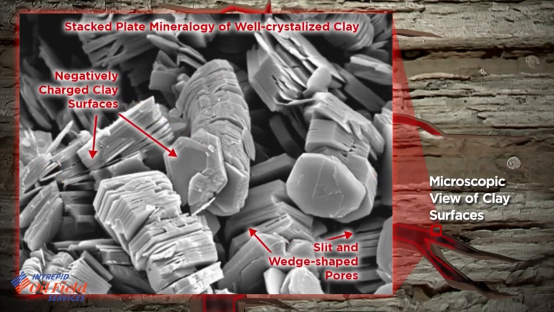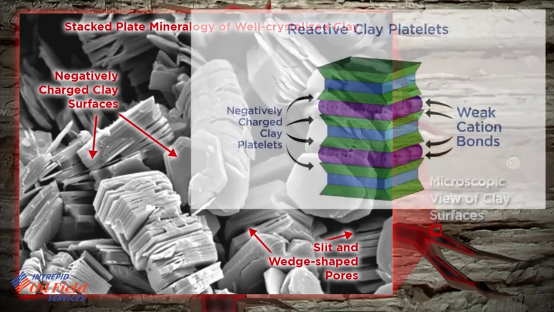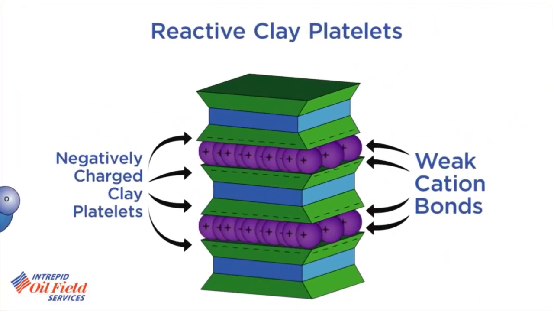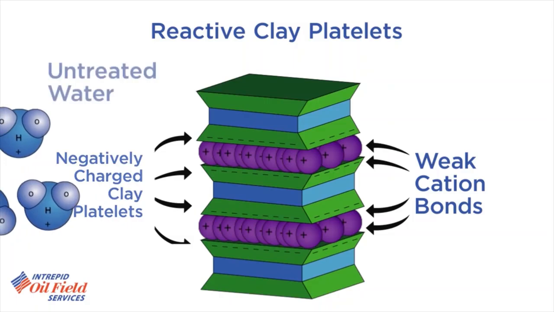This SEM micrograph shows the stacked plate nature of a well-crystallized clay. We can see the hexagonal morphology, smooth basal surfaces, and abundance of slit and wedge-shaped pores. The K+ cation bonds to the surface of negatively charged clay platelets, preventing hydration or absorption of water molecules. The smectite platelets are held together by weak cation bonds.